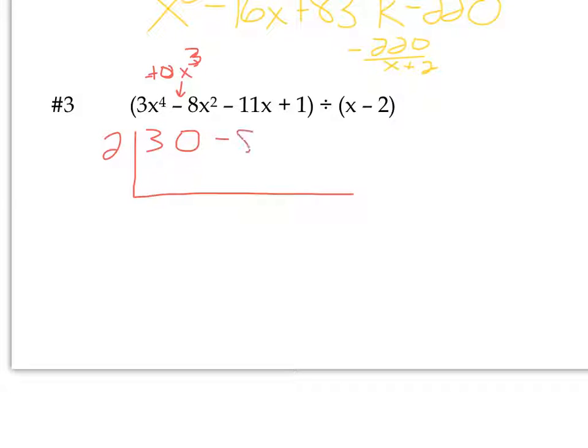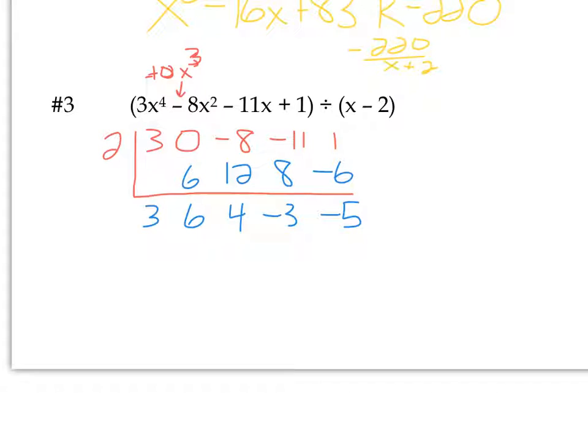Then we're going to have negative 8, negative 11, and 1. So it's important here, with no x to the third in here, there's a 0 x to the third. So we have to include that 0 for the coefficient in front of x to the third. Now we can perform the synthetic division. Bring the 3 down. Times 2 is 6. Add there, we get 6. Times 2 is 12. Add, we get 4. Times 2 is 8. Add, you get negative 3. Times 2 is negative 6. Add, you get negative 5.